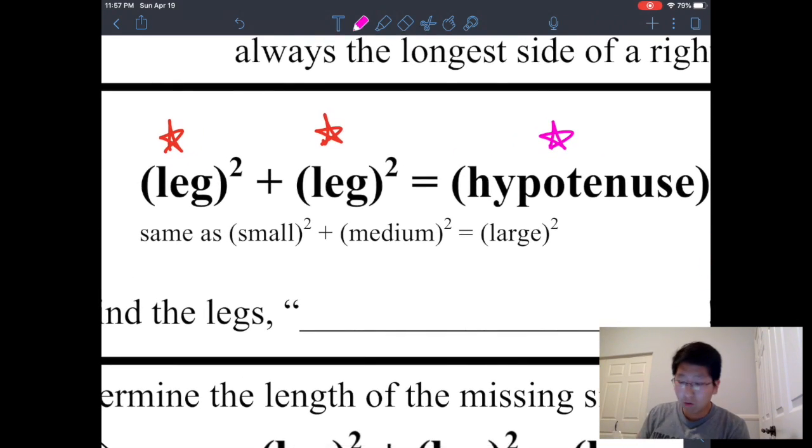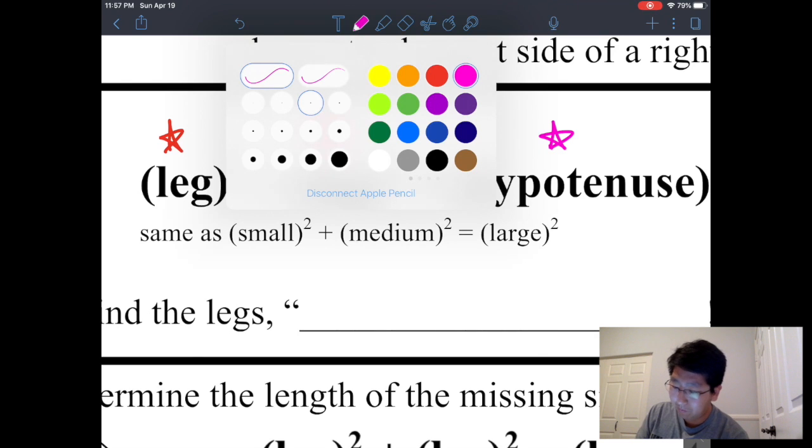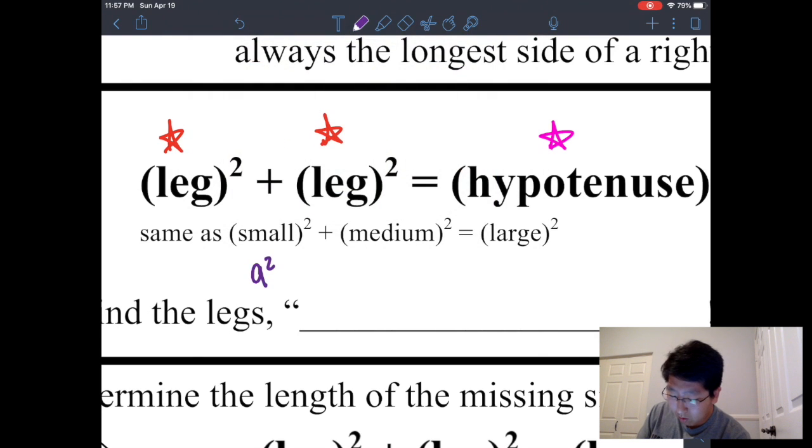Now, in high school, you're going to be seeing it like this: A squared plus B squared equals C squared. And A, B, and C are just representing different sides of the triangle. C is always going to be the hypotenuse. Okay, so right now we're teaching you just to learn leg squared plus leg squared equals hypotenuse squared.